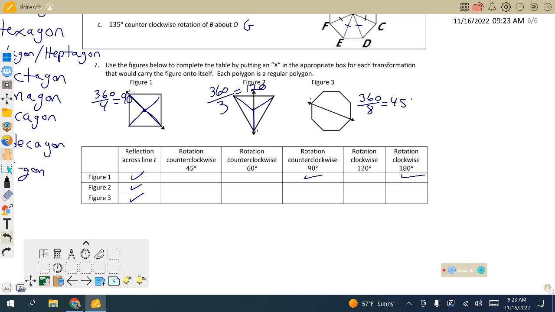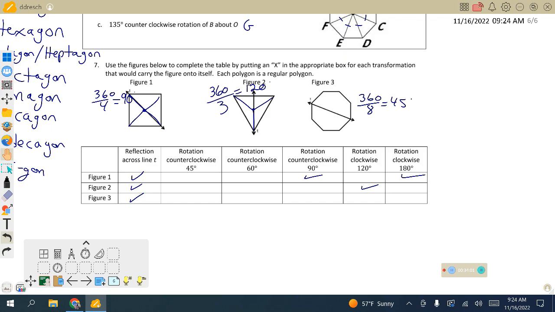Okay, figure 2 says a 120. Does a 45 work? Does a 60 work? No. Does a 90 work? Does a 120 work? Yes. Does a 180 work? No. It's got to be multiples of 120. Always have somebody say 60 in there. It doesn't work like that.